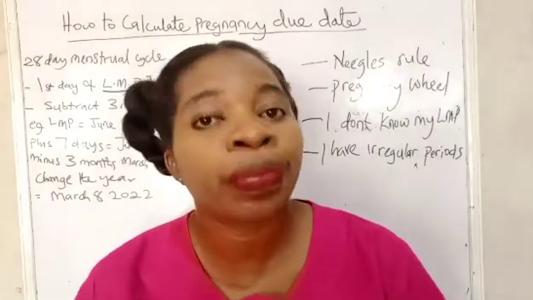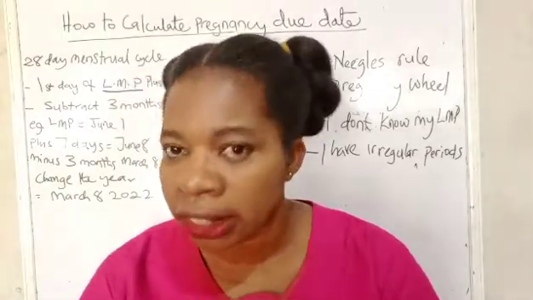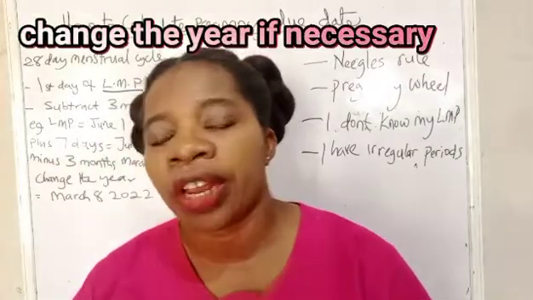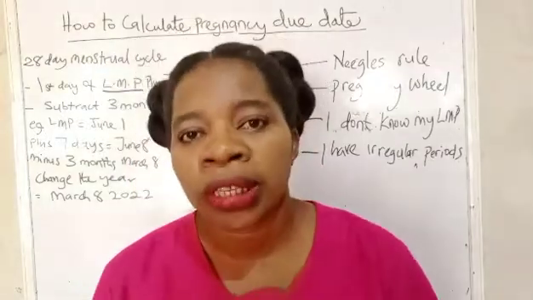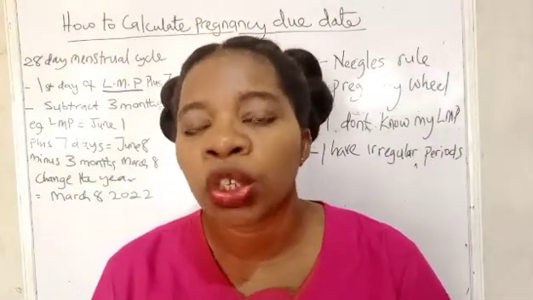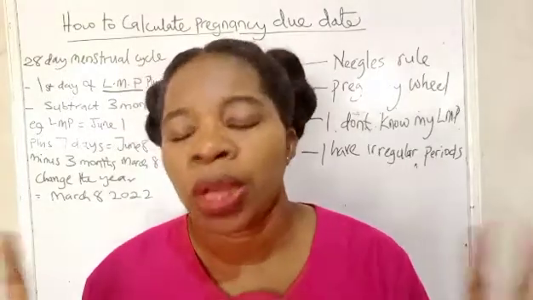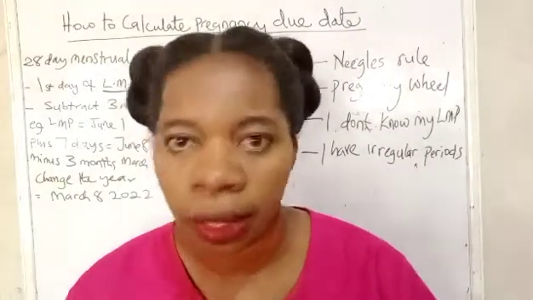Next, subtract 3 months from June. You have March 8th, 2021. If necessary, change the year. In this case, you change the year. So you get March 8th, 2022. That is a simple method for calculating your EDD for a 28-day menstrual cycle.